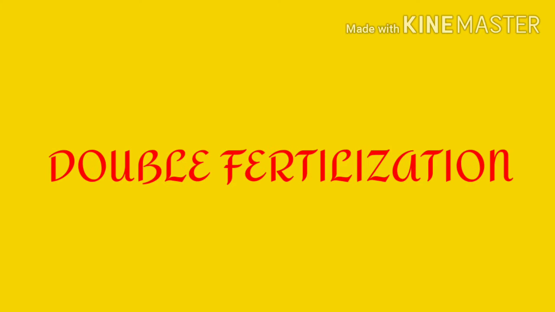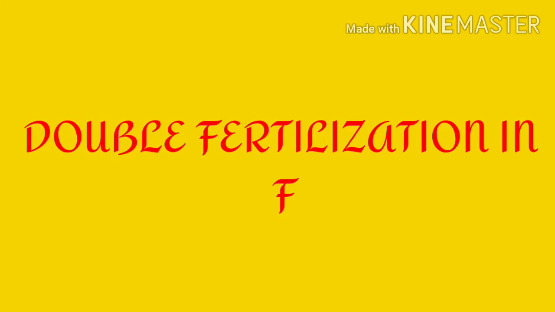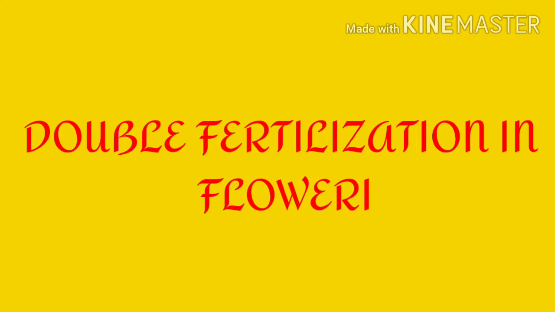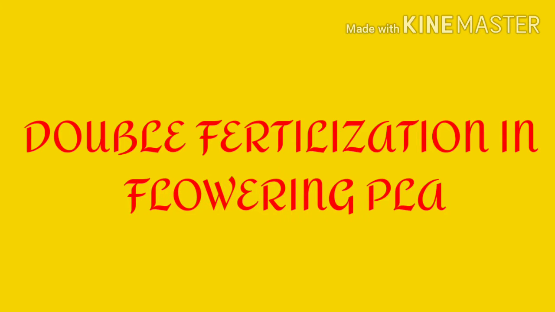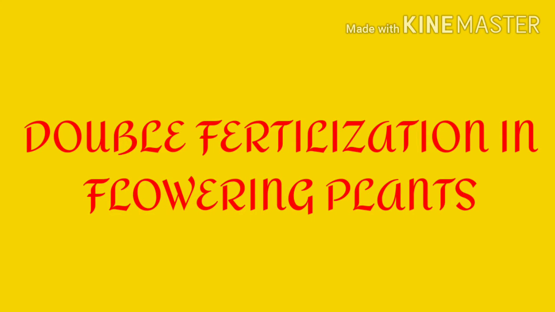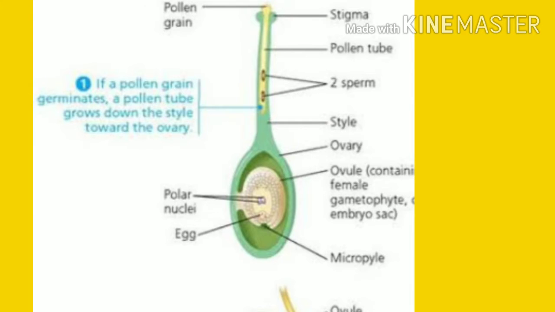Today I will explain double fertilization in flowering plants, angiospermic plants. In the previous lecture I explained pollen-pistil interaction. Students, after pollination and pollen-pistil interaction, if the pollen grain germinates, a pollen tube grows down the style toward the ovary.